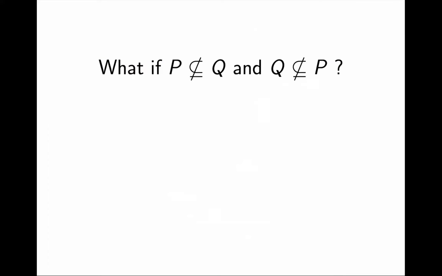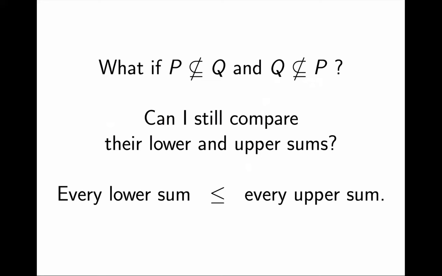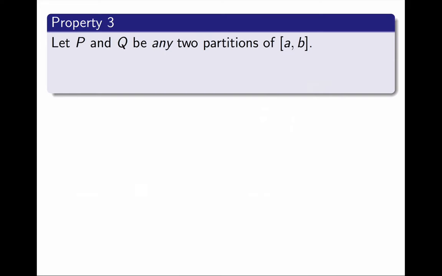But what if I have two partitions and none of them is finer than the other? Can I still compare their lower and upper sums? In general, without knowing anything else, I cannot compare the two lower sums and I cannot compare the two upper sums, but I can always say that every lower sum is less than or equal to every upper sum. This is going to be the third property. If I take any two partitions P and Q, without knowing anything else, I can guarantee that the P lower sum is less than or equal to the Q upper sum. In other words, every lower sum is less than or equal to every upper sum.